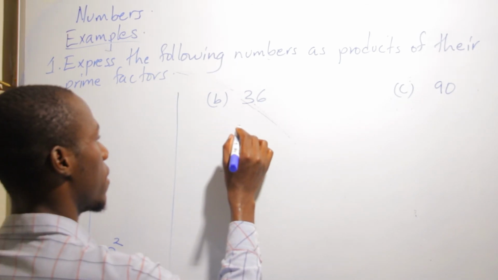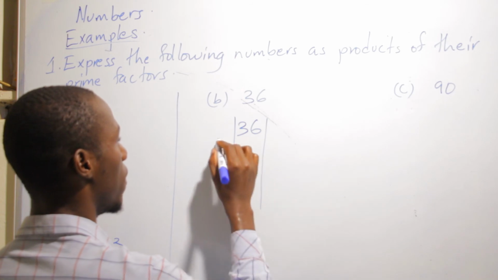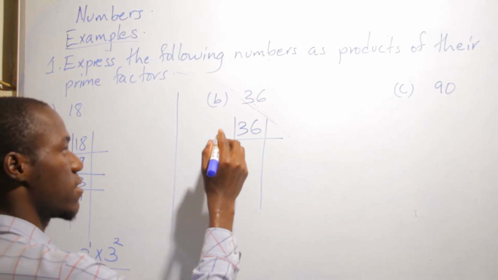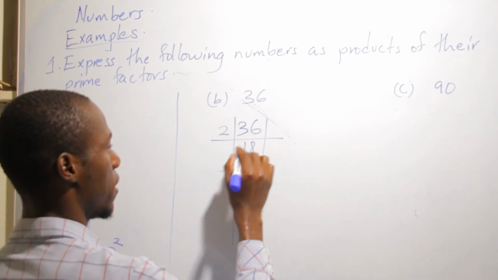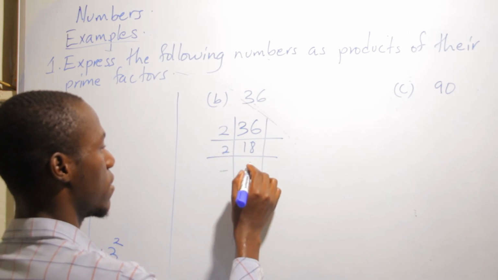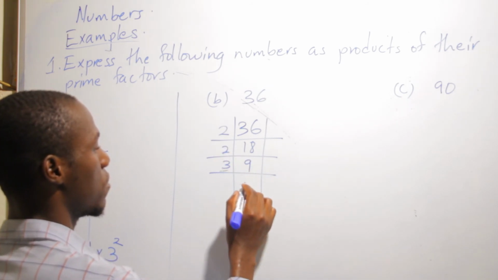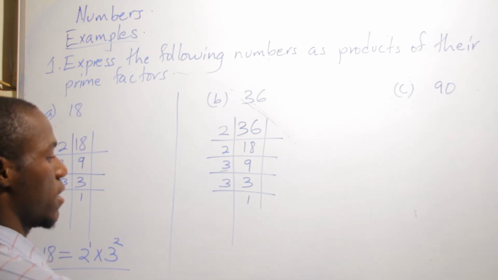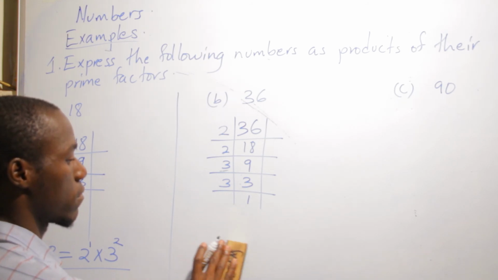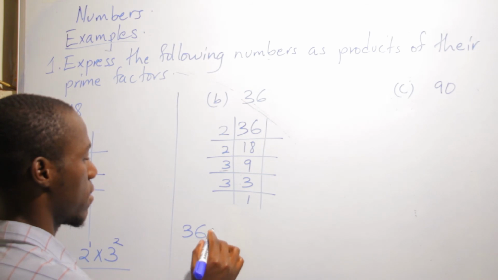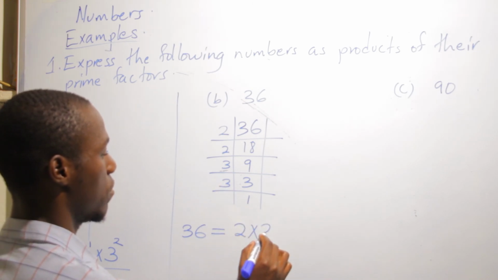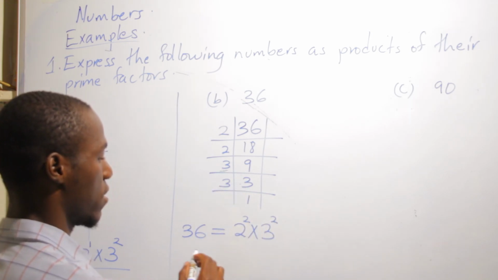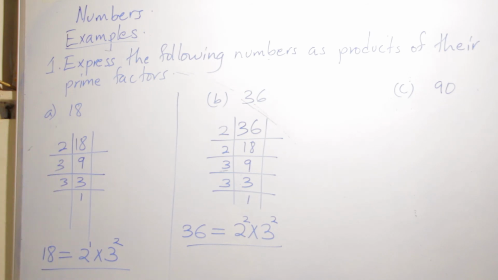Then part B, 36. I pick the least prime number that can divide 36, that is a 2, to get 18, a 2 again to get 9, 3 now to get 3, then I divide 3 by 3, I get 1. And then I have my 36 as 2 times 3, the 2 appearing twice, and the 3 also appearing twice. So I've prime decomposed 36.